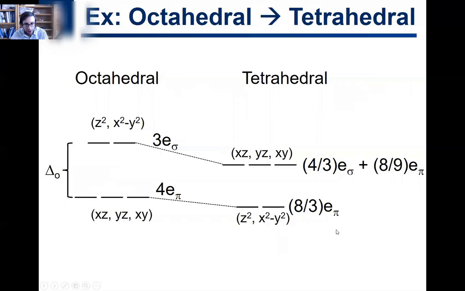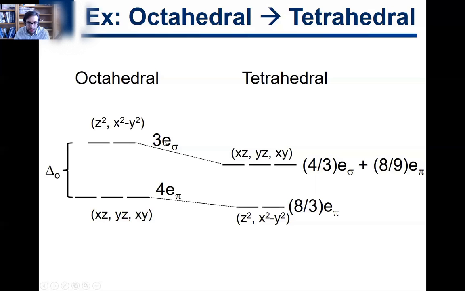Now, remember that E pi can be positive or negative. We don't know. It depends upon whether it is a pi accepting or pi donating ligand. Pi accepting will be negative. Pi donating will be positive. For E sigma, there's no such thing as a pi accepting ligand. You can't break a sigma bond like that. So you're just going to have pi donating. So E sigma is always going to be positive, and the magnitude of E sigma, because sigma bonds are greater than pi bonds, is always going to be bigger than E pi.